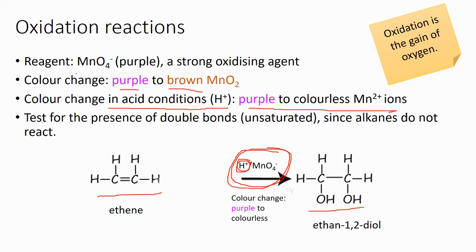Now, when we do this reaction, what forms is a diol. It's got 2 hydroxyl groups, one here and one here. So in this example, ethene goes to ethane-1,2-diol. And it is also used as a test to distinguish for the presence of double bonds because alkanes will not oxidize. So it is another way to test for unsaturated molecules. And that is the end of our video.